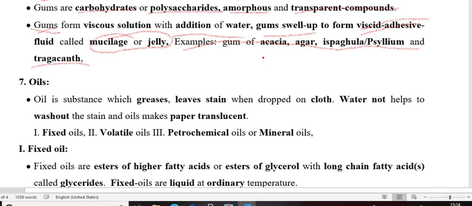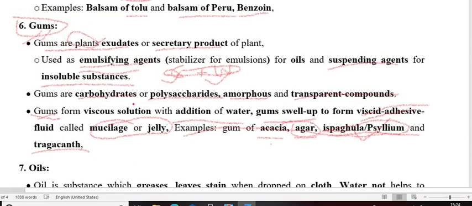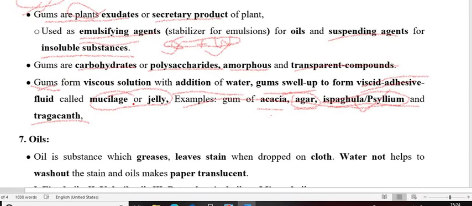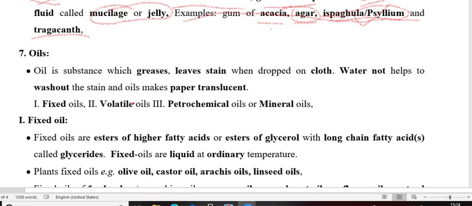Examples of gums are acacia, then agar that we use in the lab for microbiological processes, then isabgol or psyllium that is used for the treatment of constipation, and tragacanth. So these all are examples of gums. We already discussed the gums. Gum is an emulsifier, and we use it as an emulsifying agent.